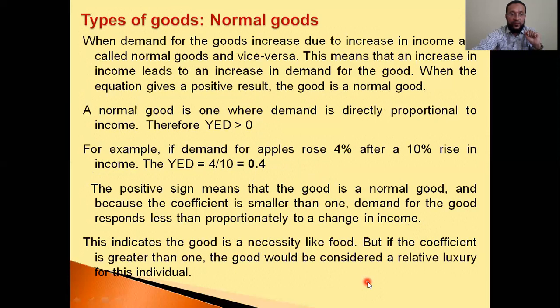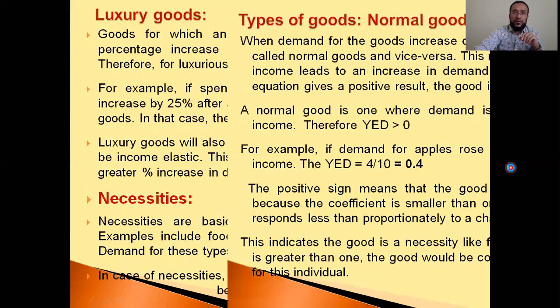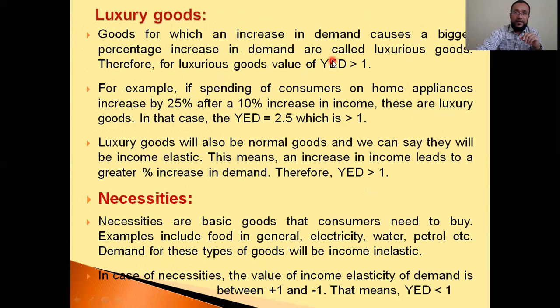But if the coefficient is greater than 1, the good would be considered a relative luxury for this individual. That means if the value of IED is positive and less than 1, it is a necessity. If the value is positive and at the same time greater than 1, then it is a luxury. Okay? Luxury and necessity I will explain later once again. Now let me move to luxury and necessary goods.